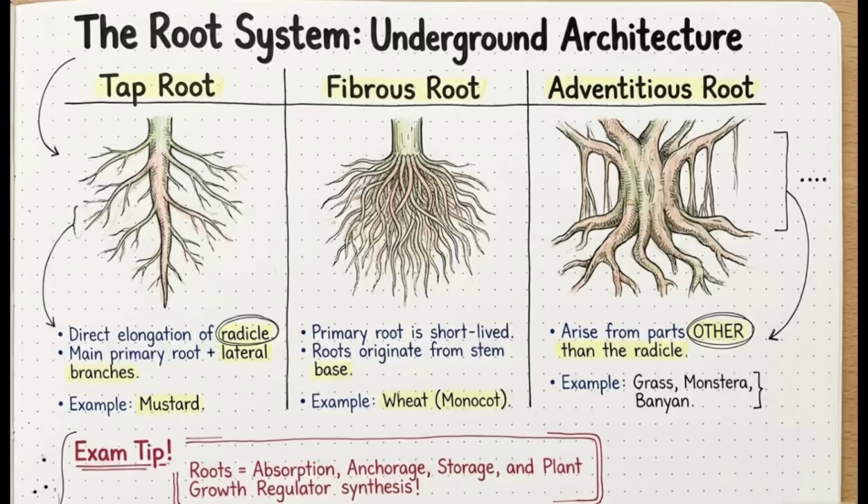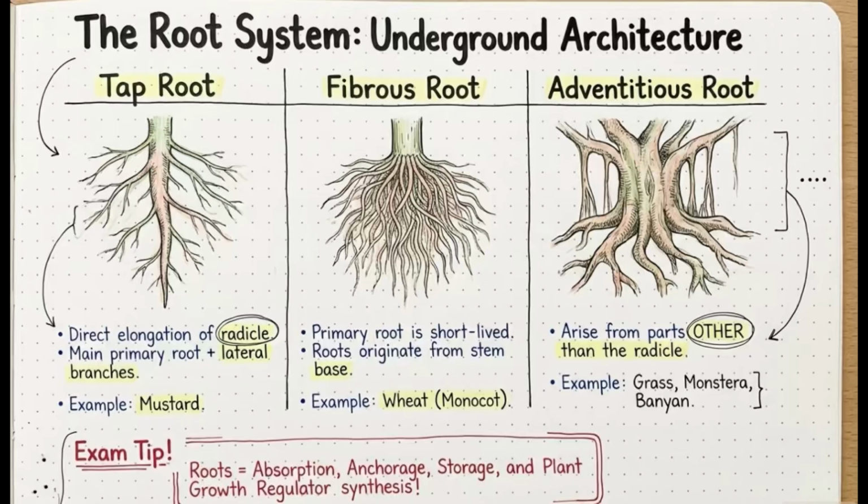Yeah, they do. First is the taproot system. This is your classic deep diving anchor. You have that main primary root growing straight down like a spike. Like a carrot, actually. Right, with smaller lateral branches coming off it. Yeah. The notes say mustard plants use this too. It's a great system for reaching deep water tables.